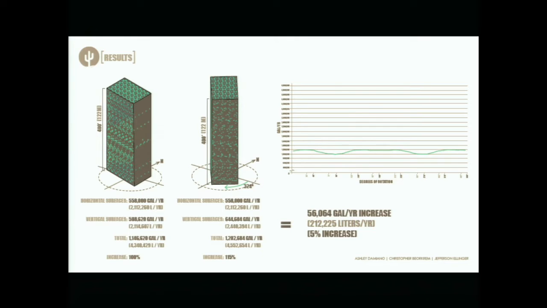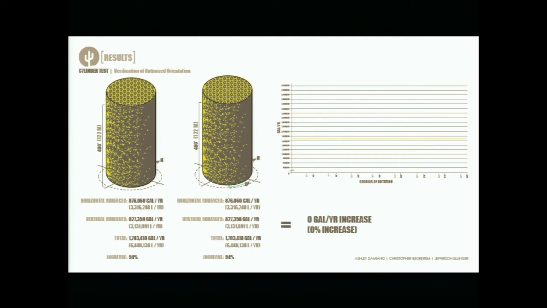And you start to get results like this, where in this example, just adding the vertical surfaces in the original orientation increases the collection amount by 100%, and then reorienting it increases that potential slightly, about 5%. We use this just as a verification in the orientation. Obviously, a cylinder would collect the same amount no matter which way it's oriented.